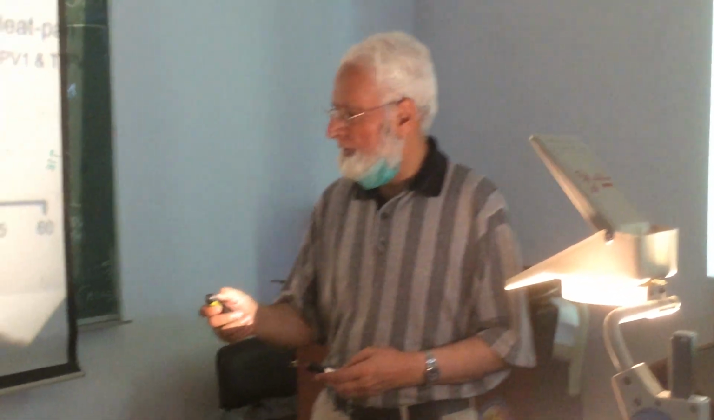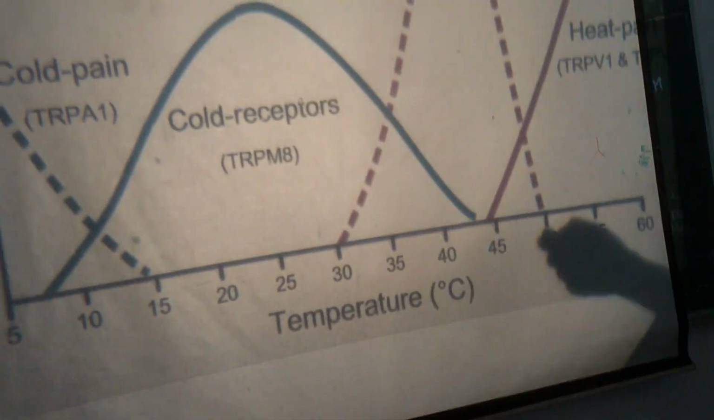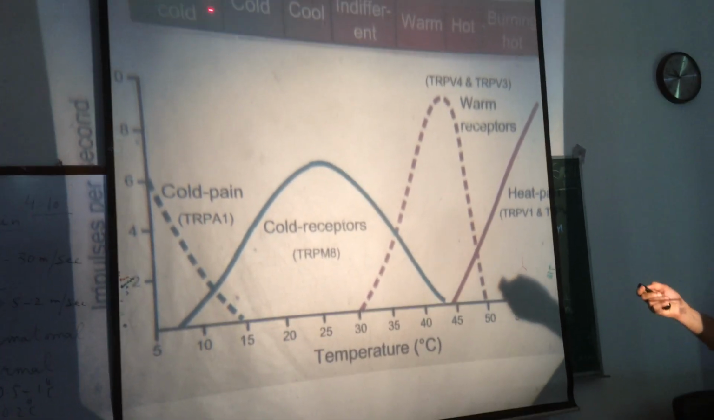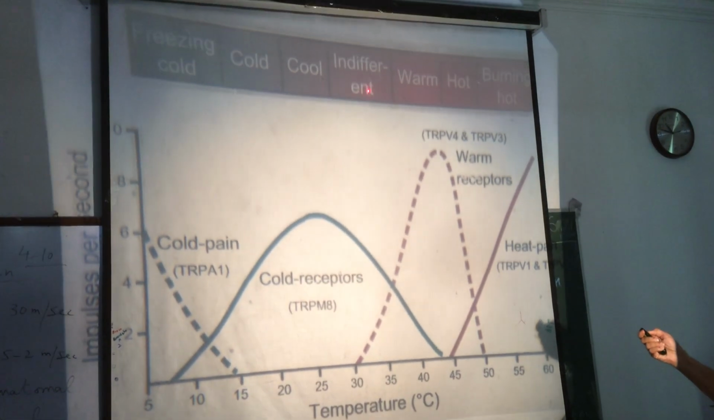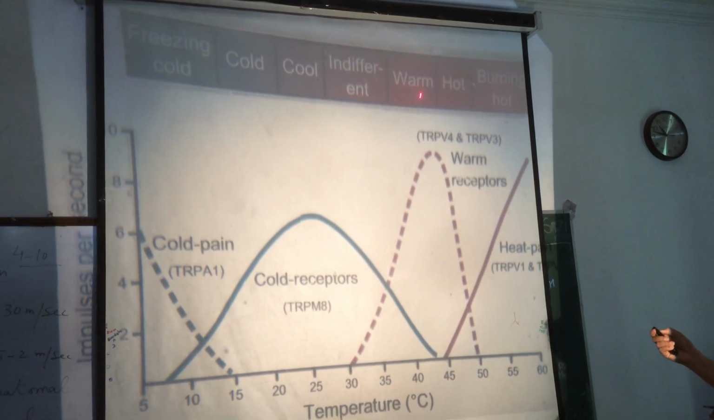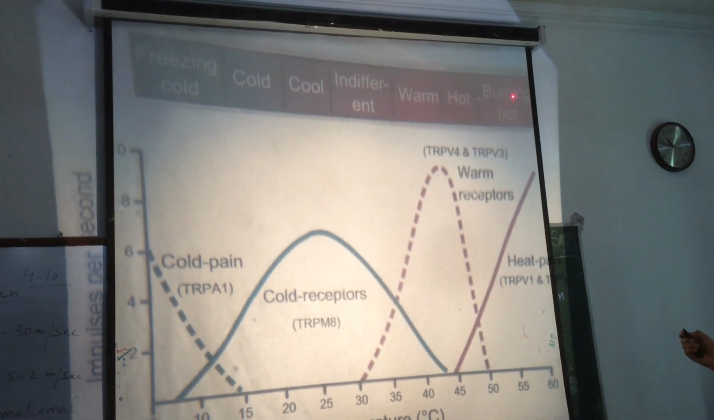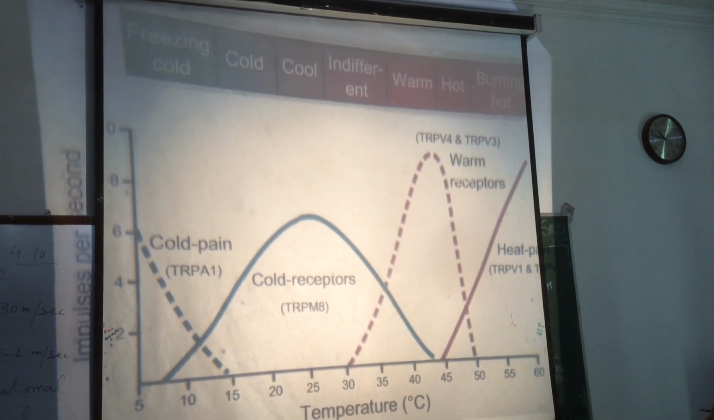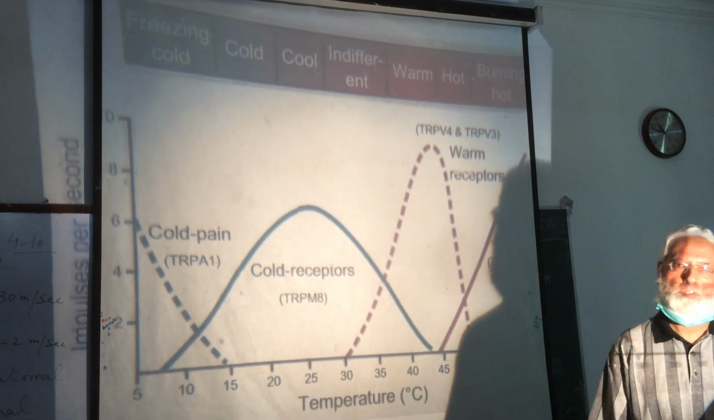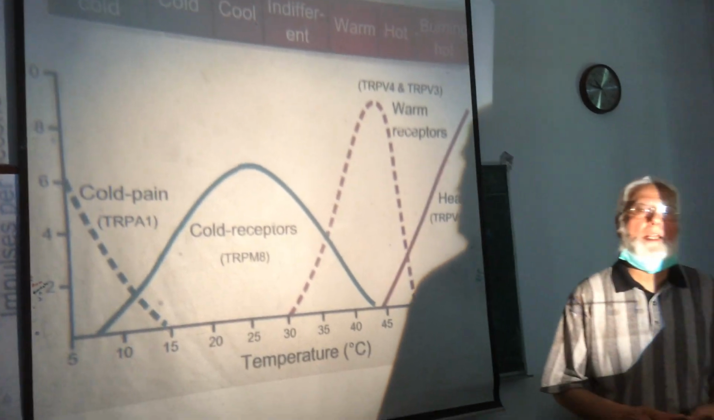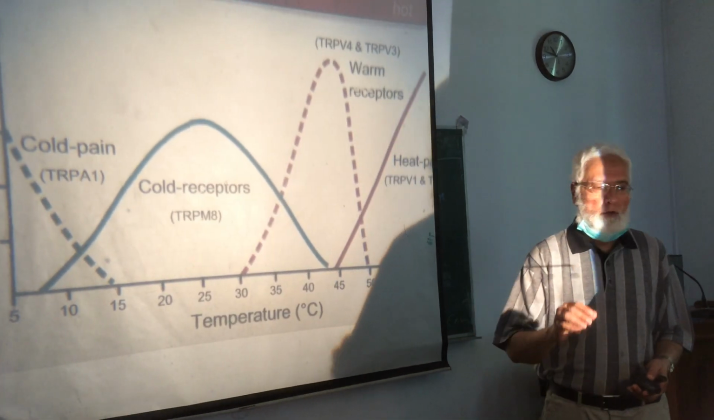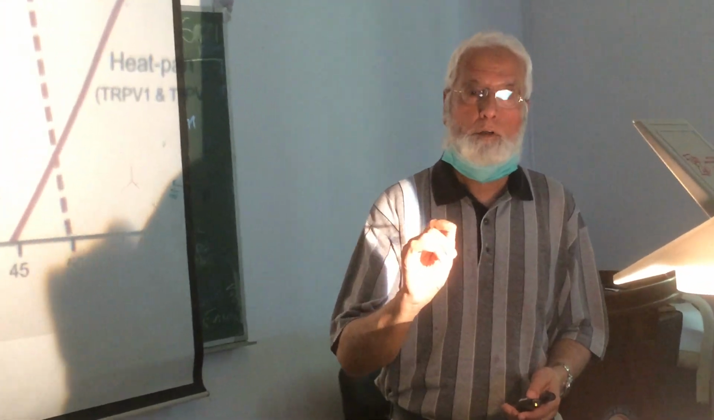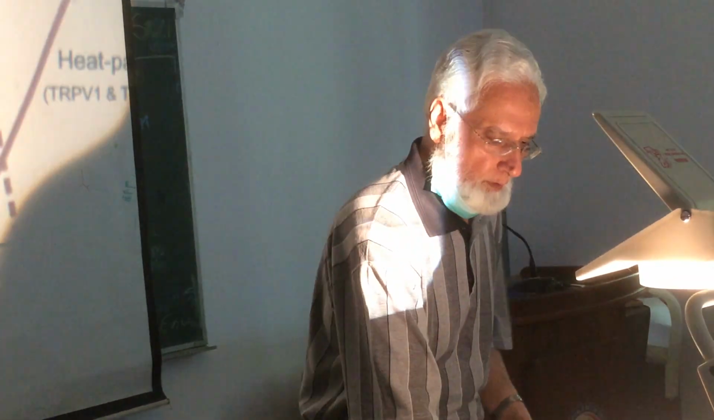So keep in mind the grades of temperature which we can perceive, starting from freezing cold, cold, cool, indifferent zone, neutral zone, warm, hot, and burning hot. So this was about the thermal sensation. Before that we discussed the somatic sensation. With this we complete the discussion on somatic sensation. Thank you.